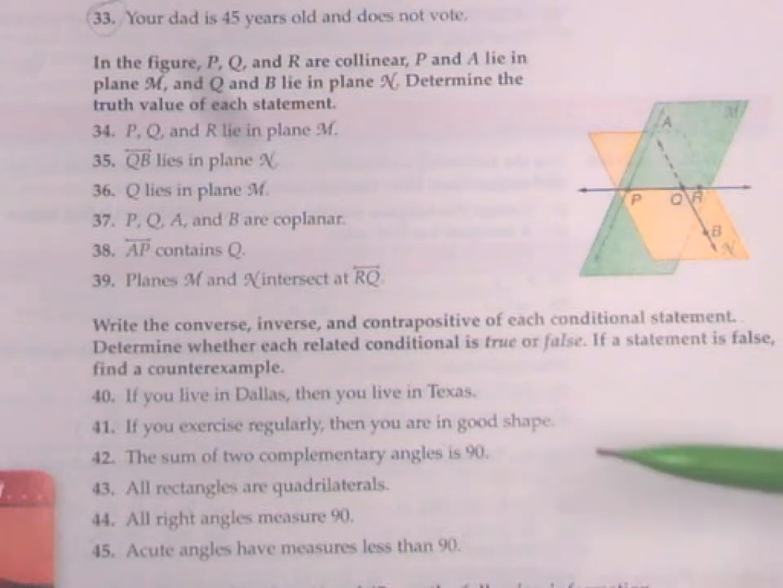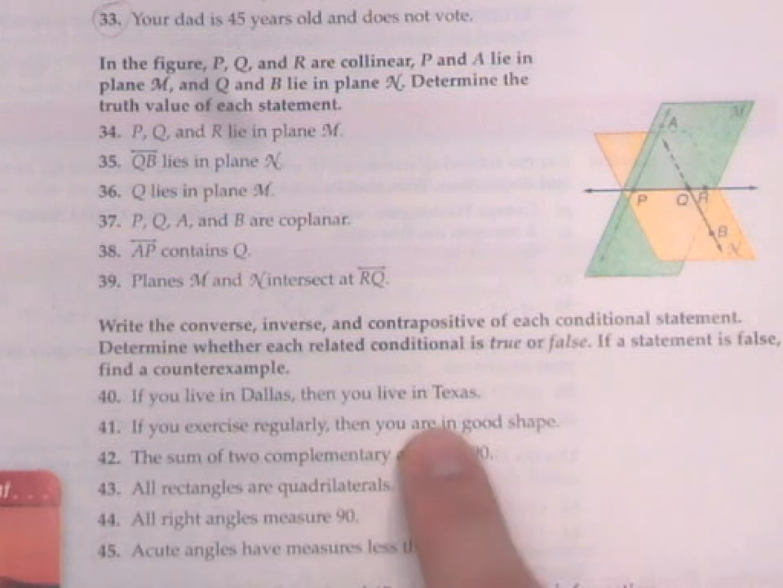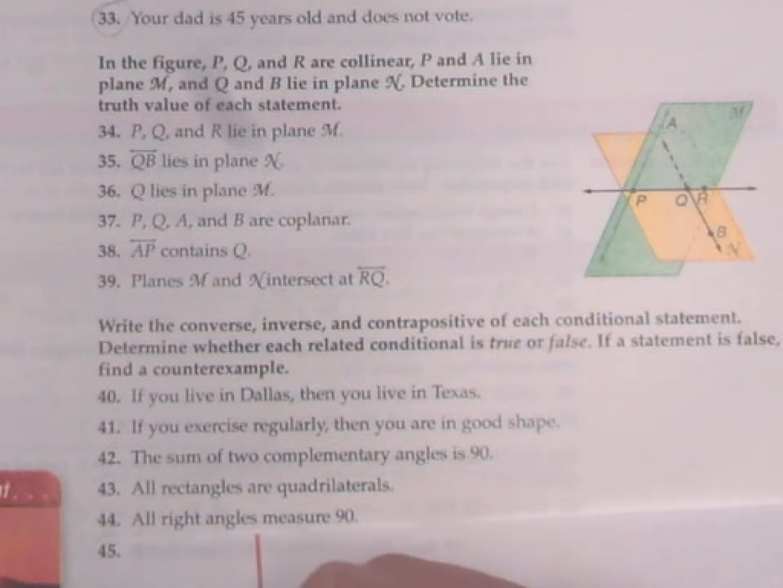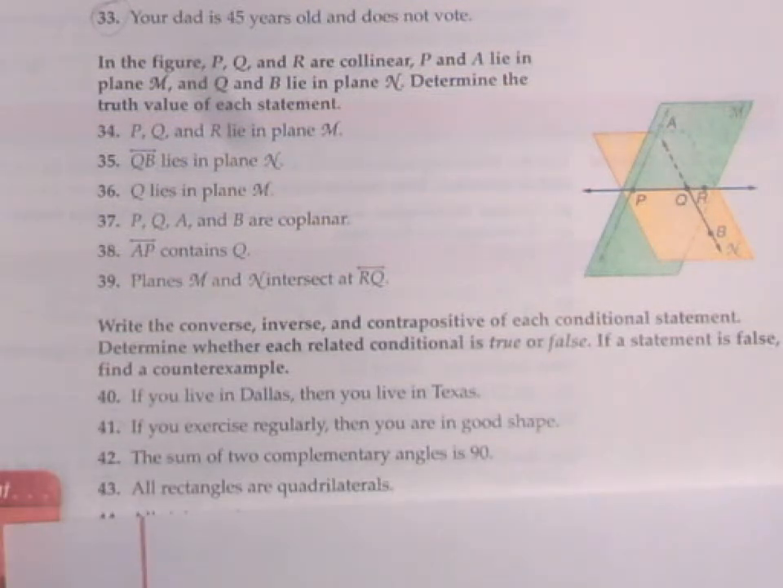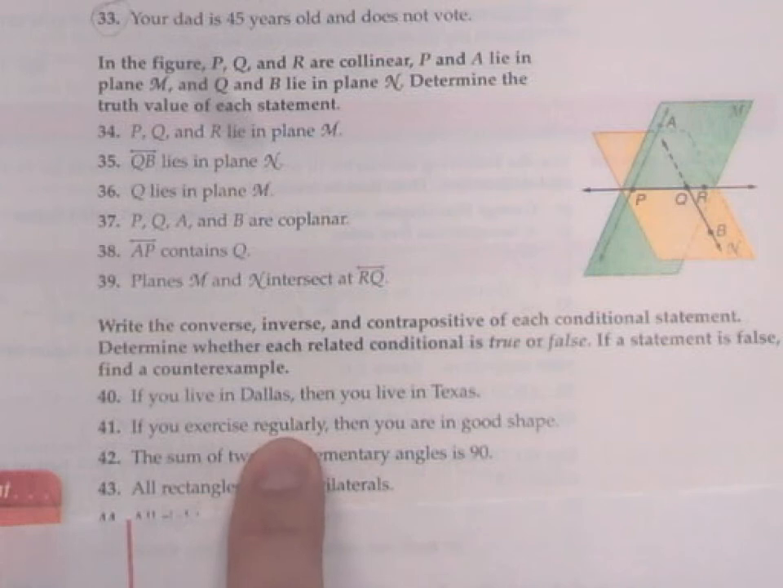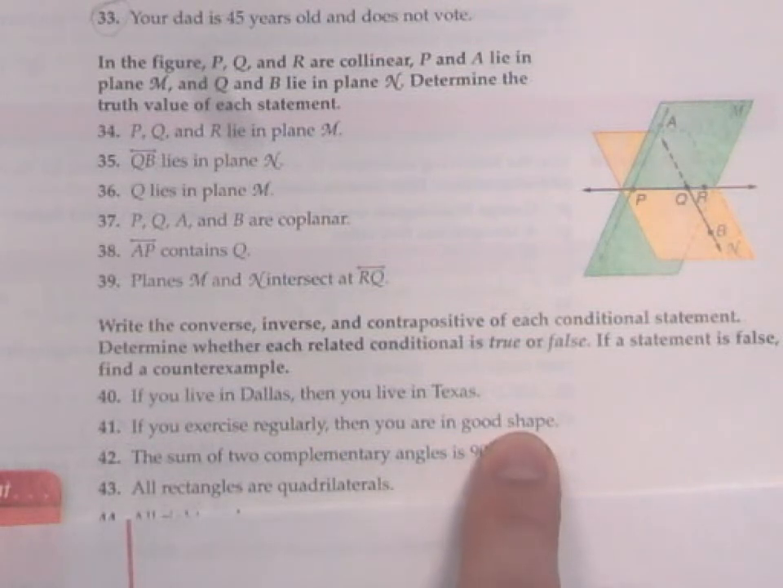Now 41, I actually kind of regret giving you this one, because I think determining whether this is true or false is a little bit hard to do. So we'll go through it together. This will be 41. First thing we want to do is determine what's the hypothesis and what's the conclusion. The hypothesis comes after the if. So you exercise regularly is the P, the hypothesis. You are in good shape is the Q, the conclusion.